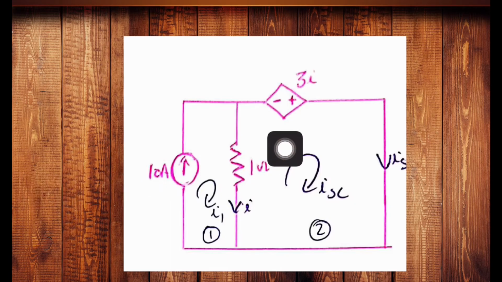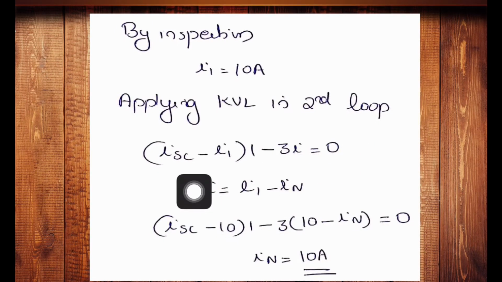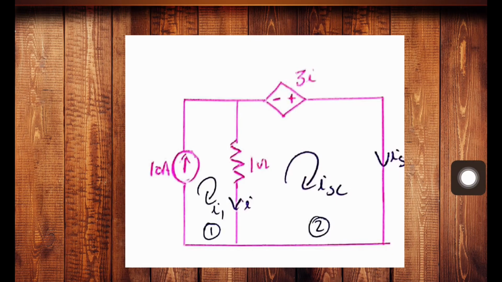Then this 3I voltage source, with the polarity marking in the order minus plus, correspondingly we add minus 3I to our KVL equation. So we get a KVL equation: (ISC minus I1) into 1 minus 3I is equal to 0. Here the controlling variable of this dependent source, I, is defined as current through this 1 ohm in downward direction.